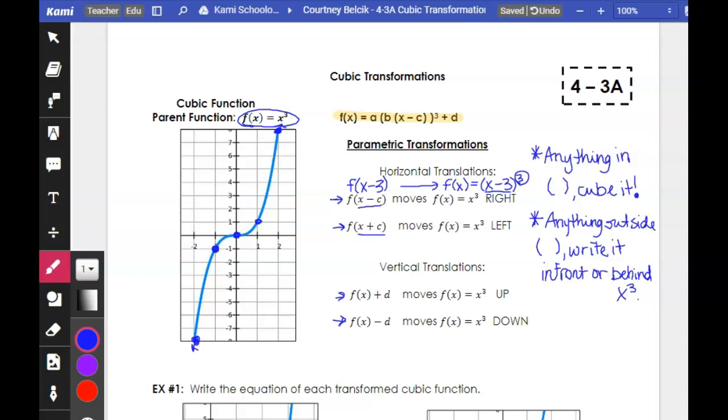So if you have a problem that asks you to write an equation where the parent function f(x) plus 5 is, if you want to show that function, well, that means that you need to add 5 after the x cubed. So you would have f(x) = x cubed plus 5.